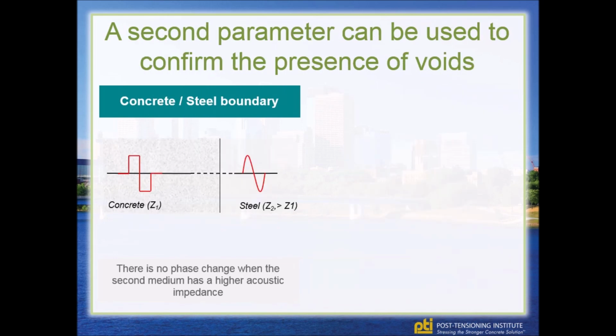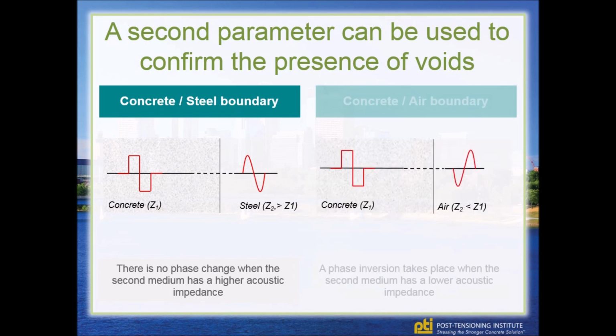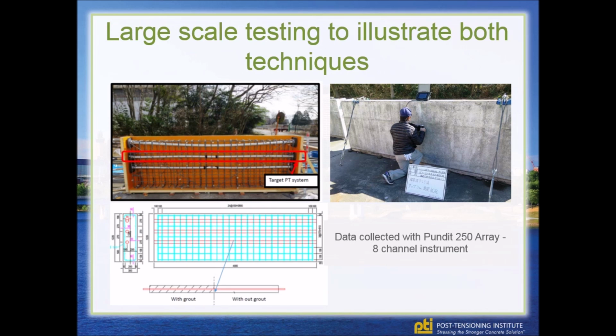There's a second parameter which can be used to confirm the presence of voids, and that's to do with when you have a reflection at a boundary. Depending on the acoustic impedances, you get a phase shift. So if the second medium has a higher acoustic impedance, there's no phase change. If it has a lower impedance, which air does, then it has a phase change. So if you can detect this, this helps you to confirm what you're actually looking at.